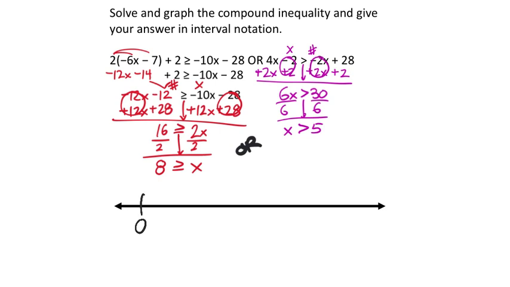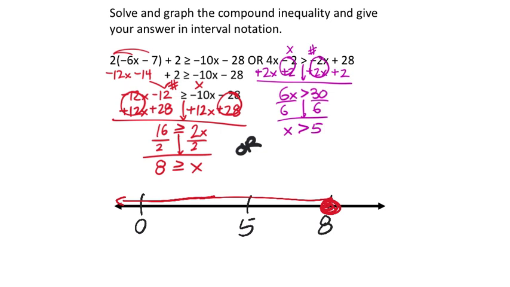All right, so 0 would be over here. I'll put 5 here, and then 8 is to the right of 5. So starting with the red one, that's 8 is greater than or equal to x. So that is a closed circle at 8, because it could equal 8. It's not eating the x, though, so this one goes to the left. And I'll extend that. There we go.